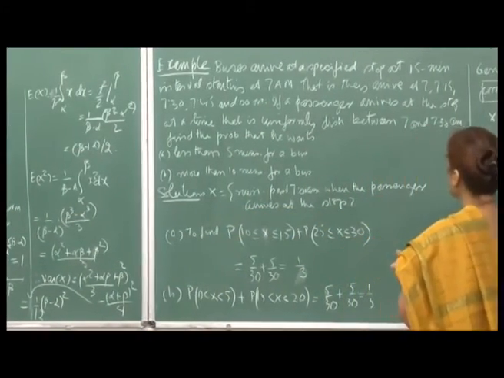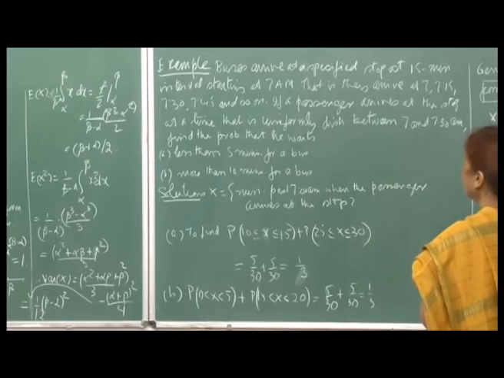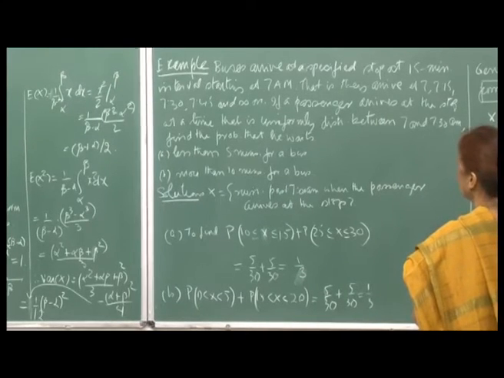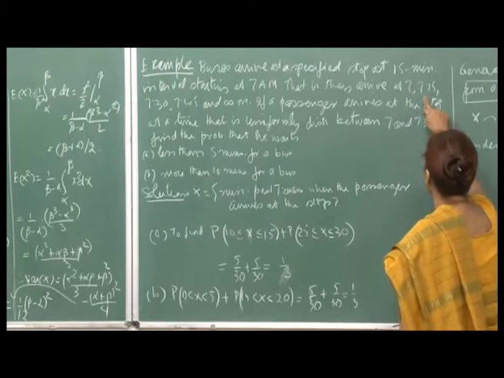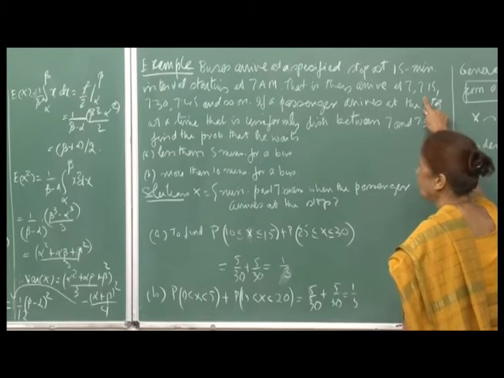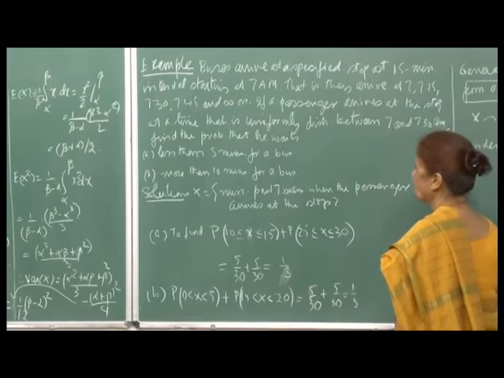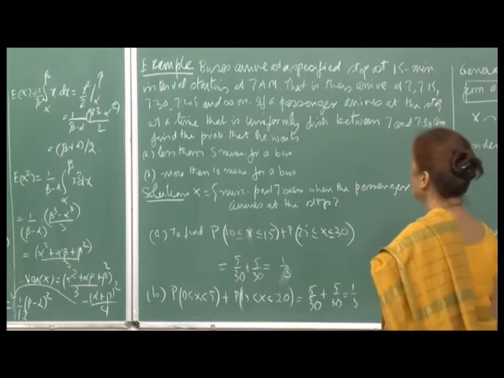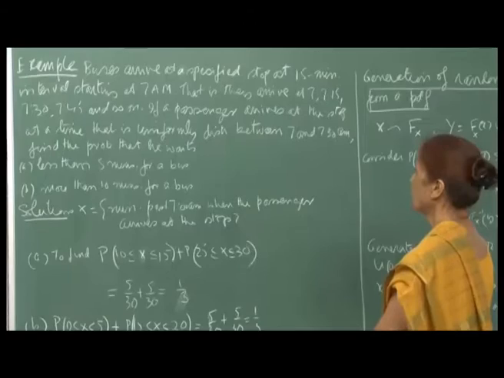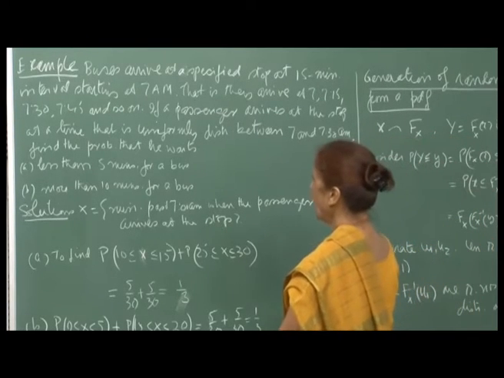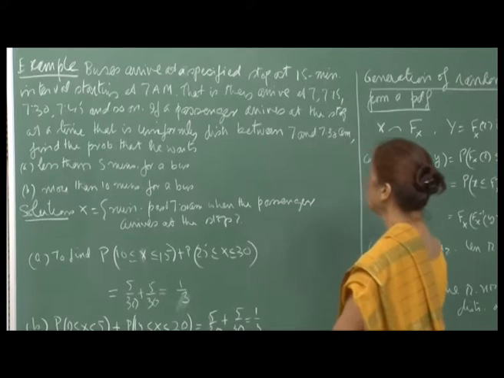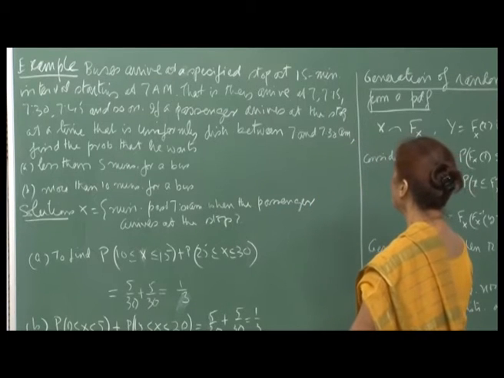Buses arrive at a specified stop at 15-minute intervals starting at 7 a.m. That is, the first bus arrives at 7, then the next bus will arrive at 7:15, then 7:30, 7:45 and so on. So, at an interval of 15 minutes the buses keep arriving. A passenger arrives at the stop at a time that is uniformly distributed between 7 and 7:30 a.m.